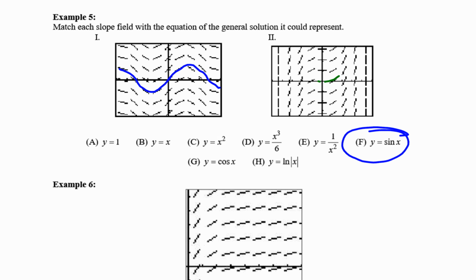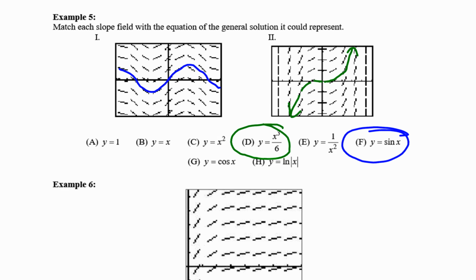This one maybe kind of looks like this, and now it kind of goes like this. So that's definitely not y = 1, y = x. X squared, no, that would be more parabola. X cubed over 6, sure. It kind of looks like it could be that.